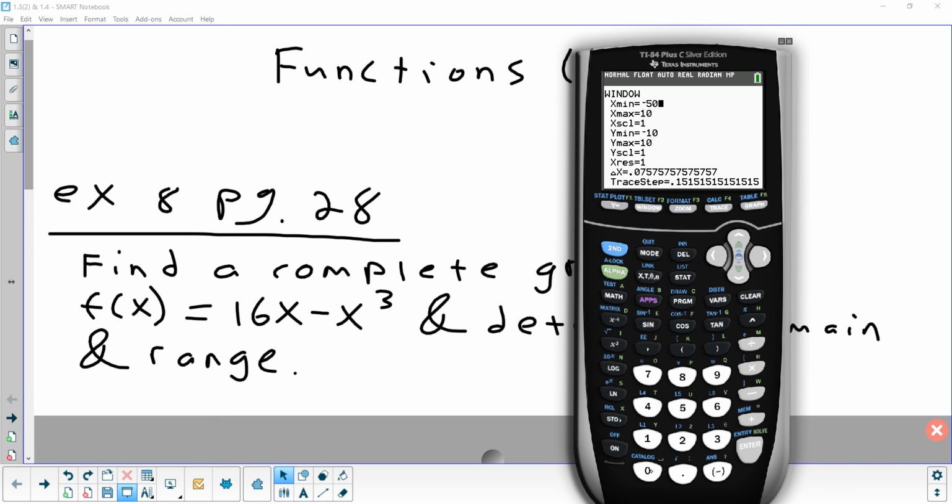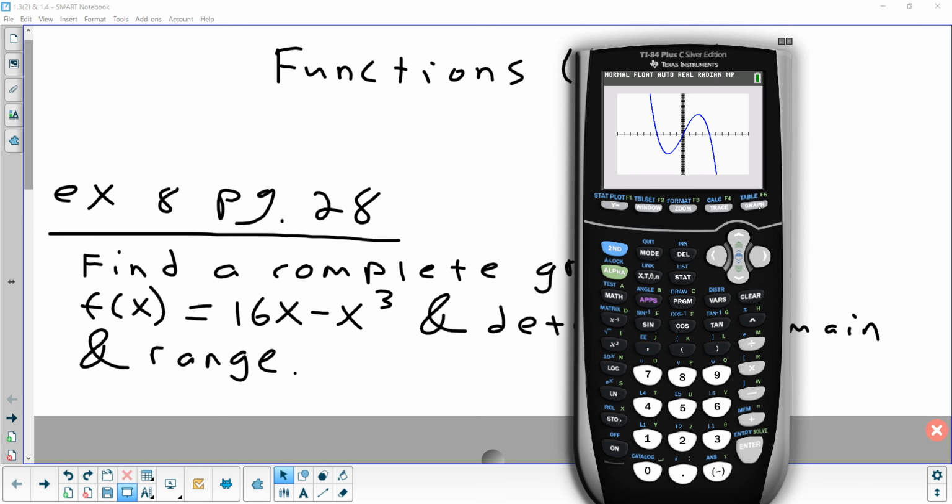Let's try negative 50, not on the x min though. Let's try negative 50 on the y min, and let's try positive 50 on the y max. All right, let's see how that looks. All right, what do we think? How does that look? How about Matt? What do you think? Looks way better. Yeah, I can see what's happening.